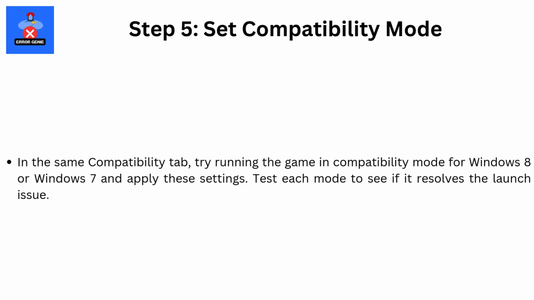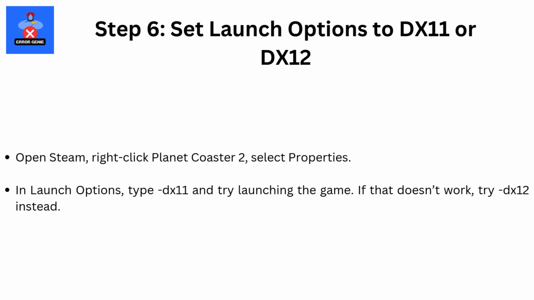Step 6. Set launch options to DX11 or DX12. Open Steam, right-click Planet Coaster 2, select Properties. In Launch Options, type -DX11 and try launching the game. If that doesn't work, try -DX12 instead.